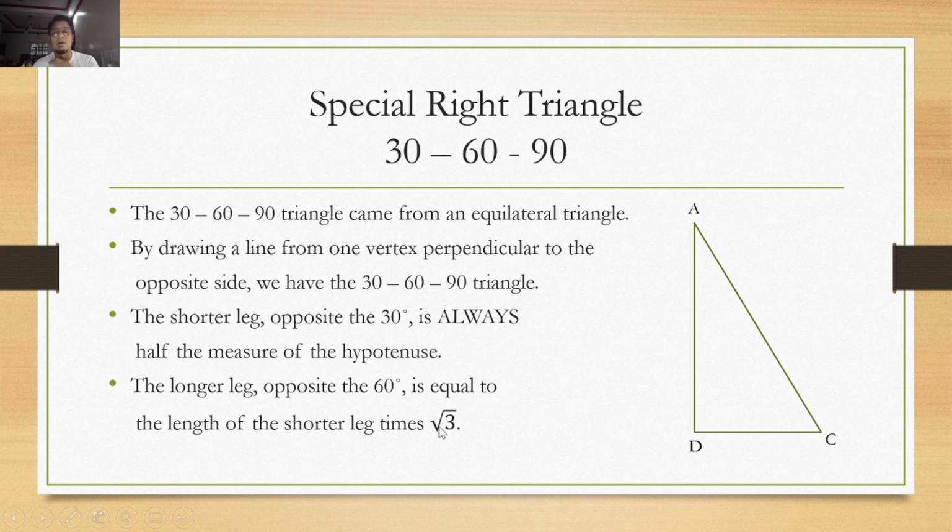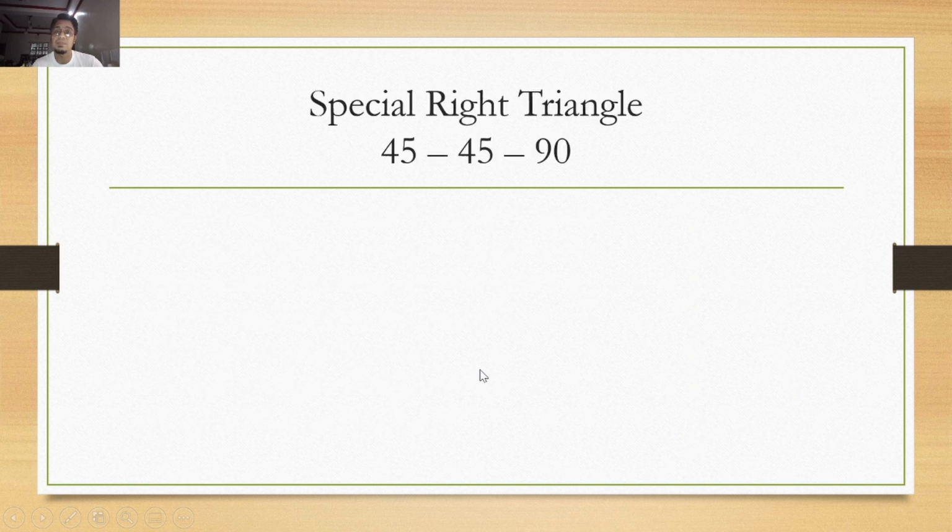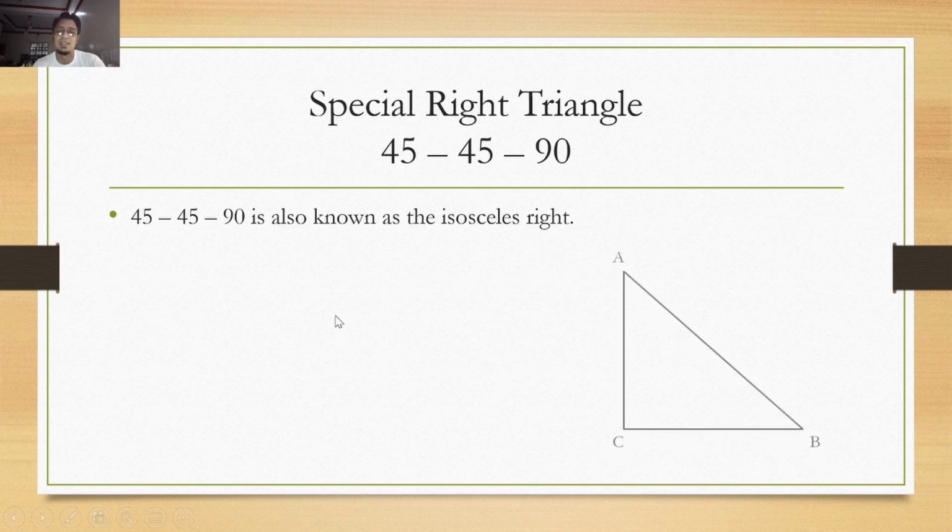Actually, kung tama po yung pagkakatanda ko, na-discuss yan ng teacher ninyo prior to this topic. Let's talk about the 45, 45, 90. Pwede magtanong, sir, medyo nakakalito pa sa 30, 60, 90. Babalikan natin mamaya. So dito muna tayo sa 45, 45, 90. This is also known as the isosceles right.